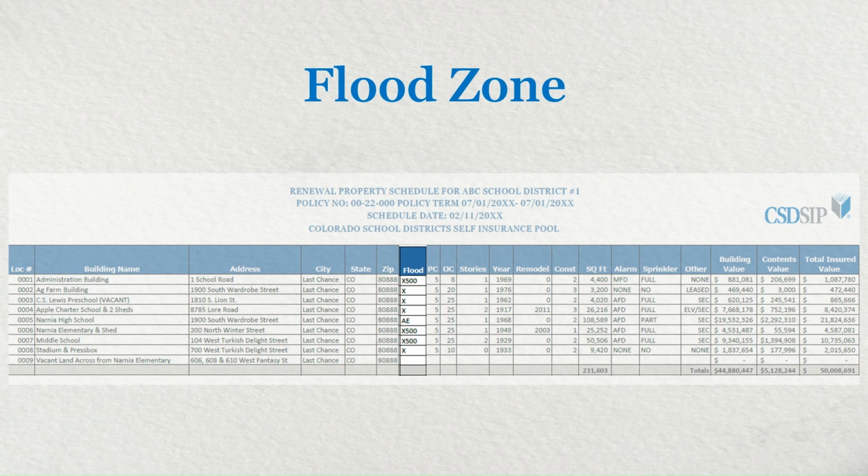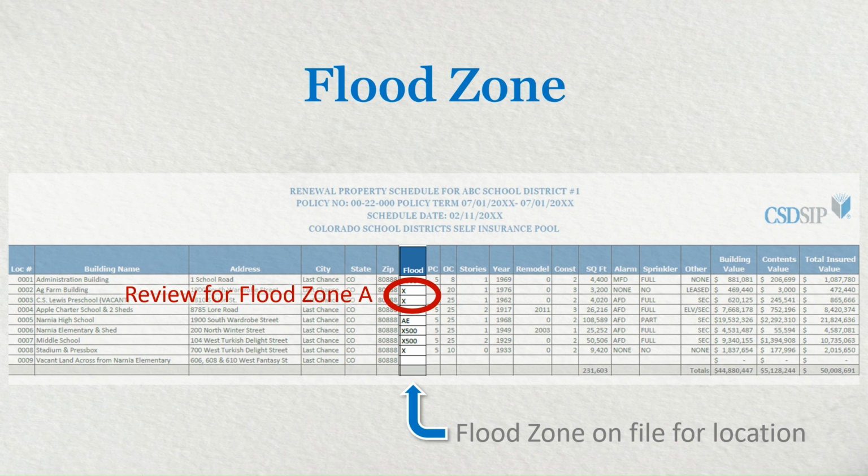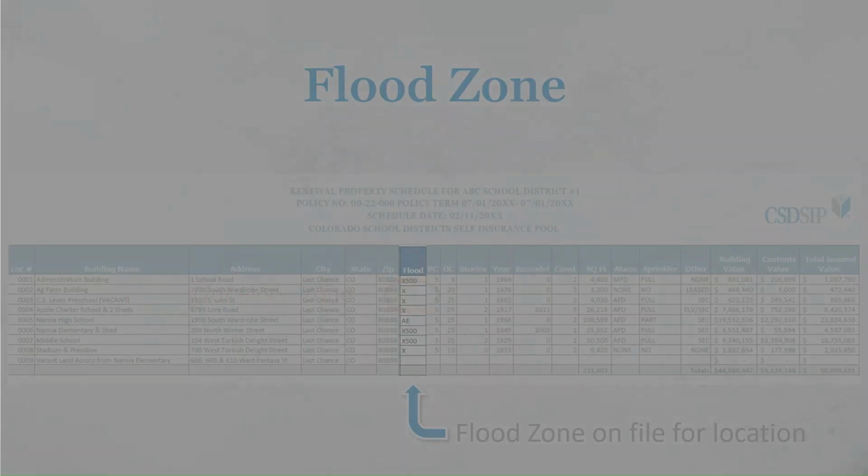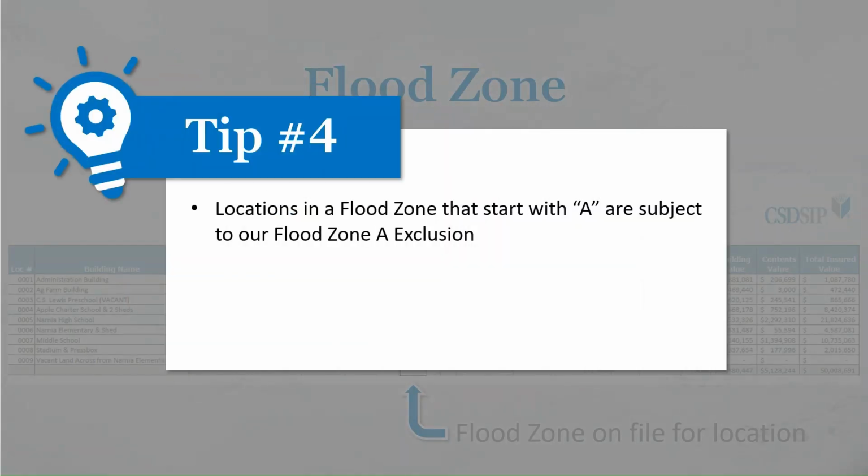Flood. This is the flood zone that we have on file for this location. Please review your flood zone designation to see if you have any buildings located in flood zone A. Tip 4. Do you have any locations in a flood zone that starts with an A, such as AE, AX, or A? Locations in flood zone A are subject to our flood zone A exclusion for any claims for damage caused by flood.